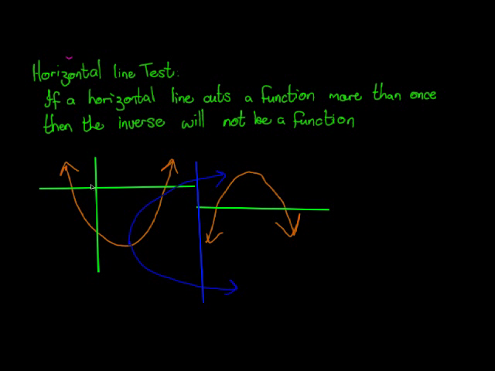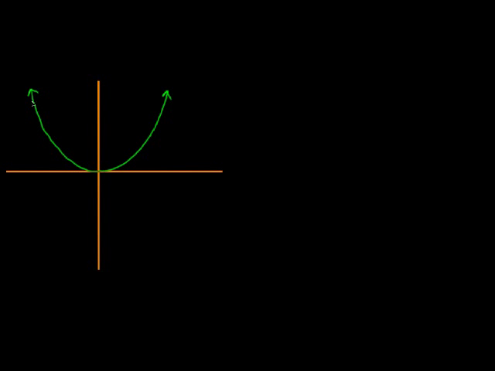So is this something we can do to the original function so that after the reflection, the inverse will also be a function? Well, yes, there is. All we need to do is cancel a part of the graph so that the horizontal line will only cut once. So if I cancel this part of my function, a horizontal line will only cut once. So how do we get rid of a part of a function? Well, we do so by restricting the domain.